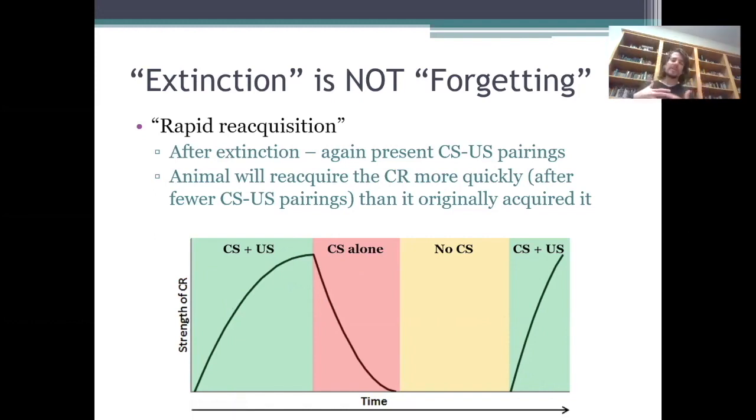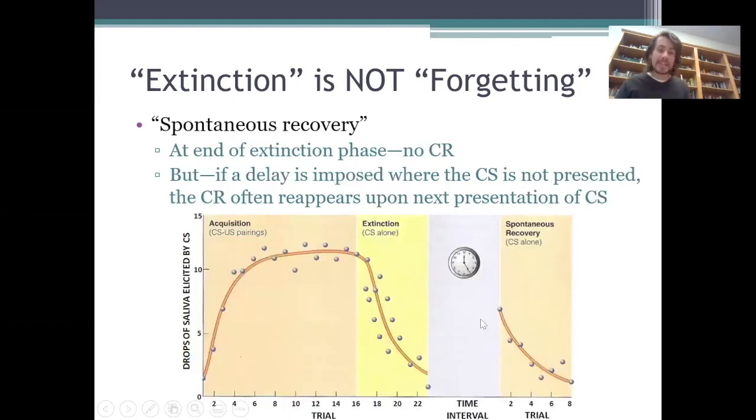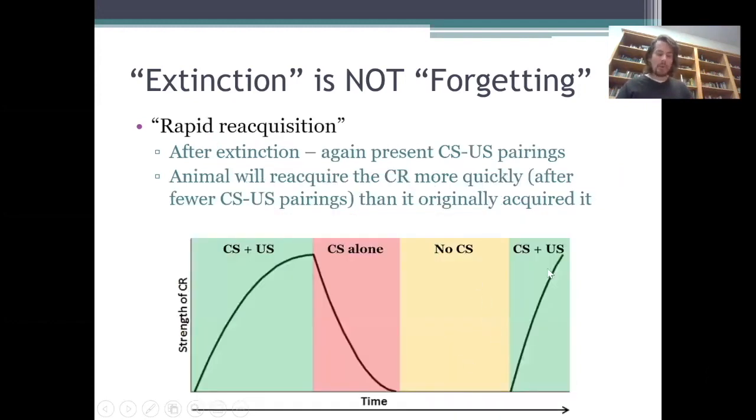And again, guys, the reason I'm talking about these, the importance of these phenomena, spontaneous recovery and rapid reacquisition, is that they demonstrate that extinction doesn't just undo what happens during acquisition. Extinction doesn't just involve forgetting the conditioned response, because even after that extinction process has taken place, the animal can still spontaneously recover that response if it's been a while since they encountered the CS, or they can reacquire it more quickly if that CS goes back to being a reliable predictor of the US.